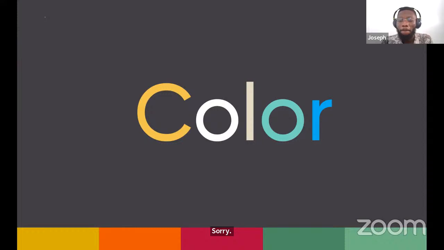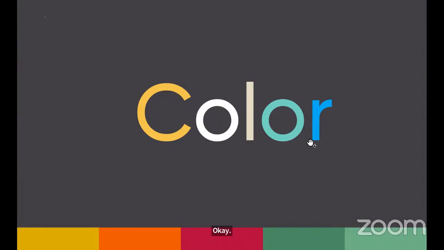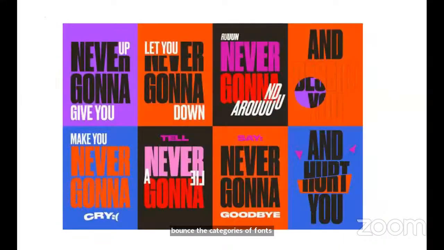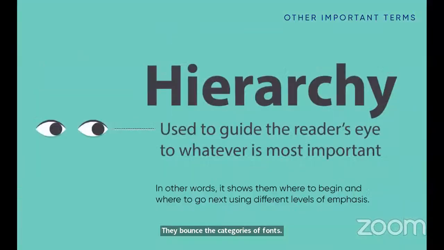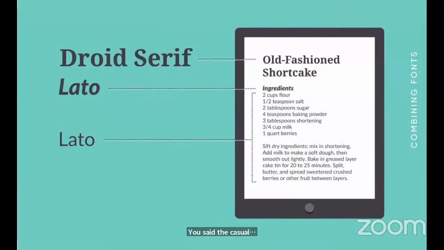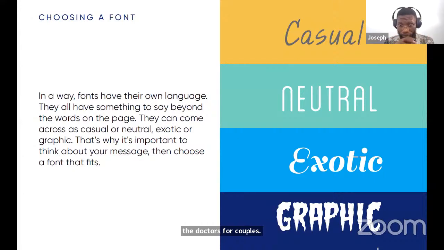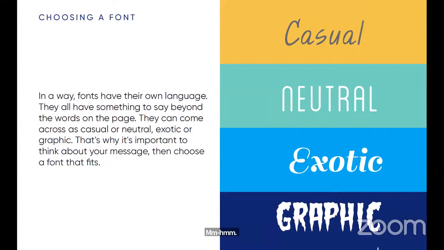I want to ask a simple question, sir, about the categories of fonts. You said the casual font is just to give a message to kids, and the graphic is maybe to scare someone or for movies. The exotic is for couples, romantic messages. So the neutral one, is it just communication? I can't really understand the message for the neutral.